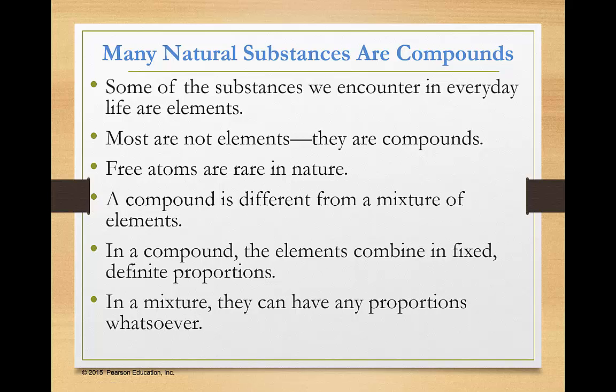But if you're going to have, for instance, a water molecule, which is a compound of hydrogen and oxygen, it will always have two hydrogen atoms for every one oxygen atom, and those will be bound together. You're not going to find three hydrogens with one oxygen and still have a water molecule. You're not going to have four hydrogens to two oxygens bound all together. That is not a water molecule. It's a fixed, definite proportion.